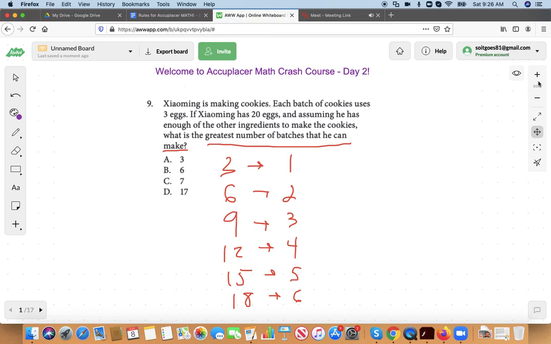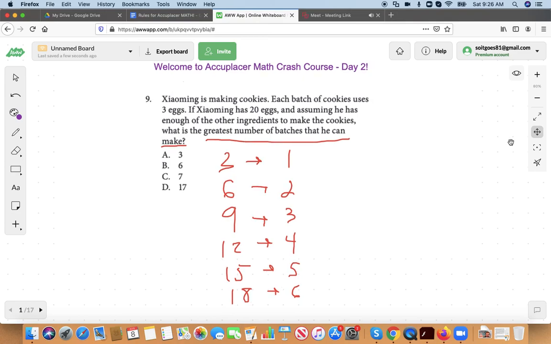And then how many eggs would he have to have to make another batch? Hold up, you're good. Take your time. Remember, the number of eggs here is 20, and we're just going up by 3. 21. You'd have to have 21 eggs. Does he have 21 eggs? No. So what's the answer? The answer is B. 6, absolutely. Does that make sense?